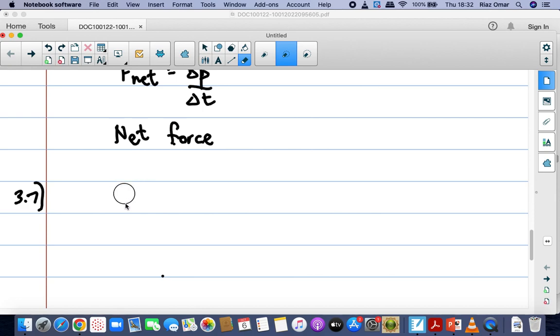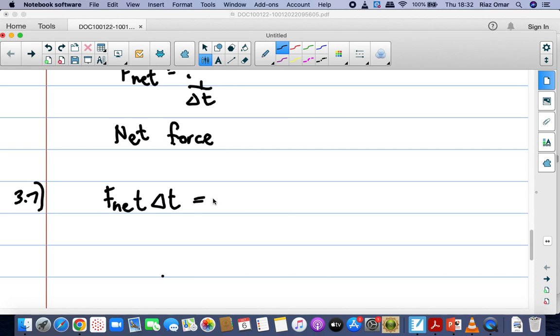We know that when it comes to force and what we just worked out in the question before, F net delta T is equal to delta P. And if you look at our case here, we will say m Vf minus m Vi, divided by delta T.